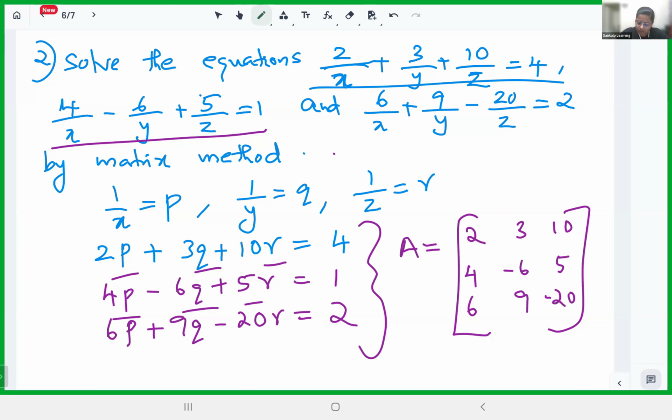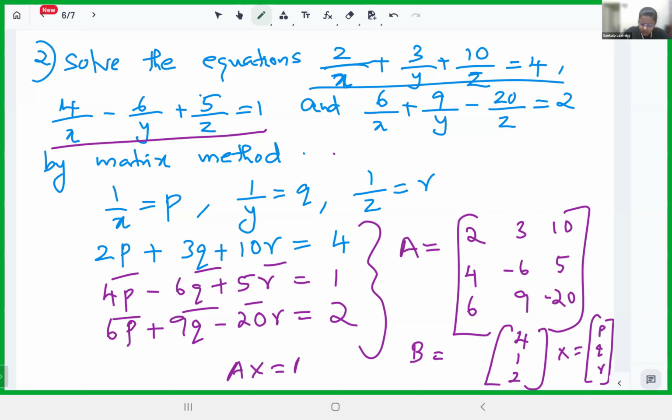And what about matrix B? Matrix B is equal to 4, 1, 2. And what is the matrix of unknowns? That is X is equal to p, q, r. Now we have converted the given system of equations into AX equal to B. So how will you find out X from this? From this X is equal to A inverse into B. So we are going to find out the inverse of the matrix A.